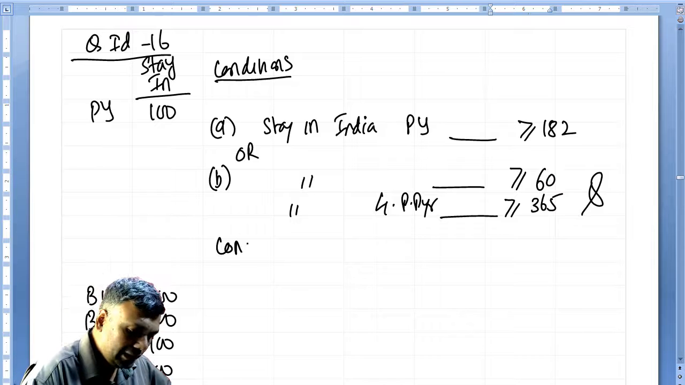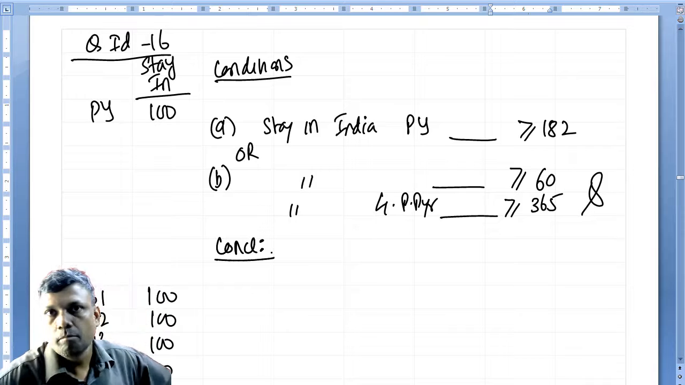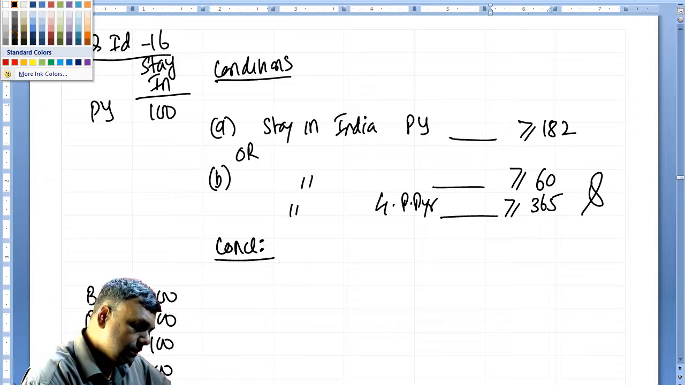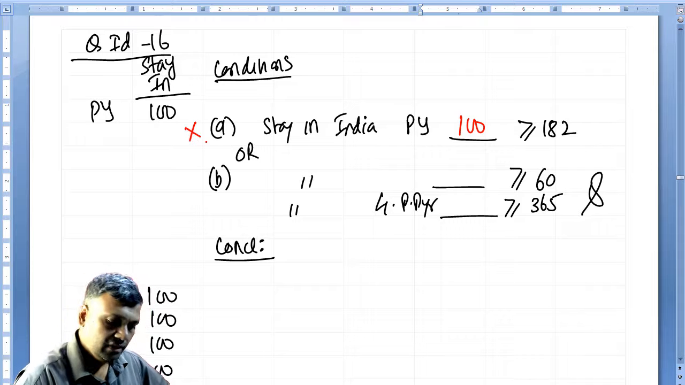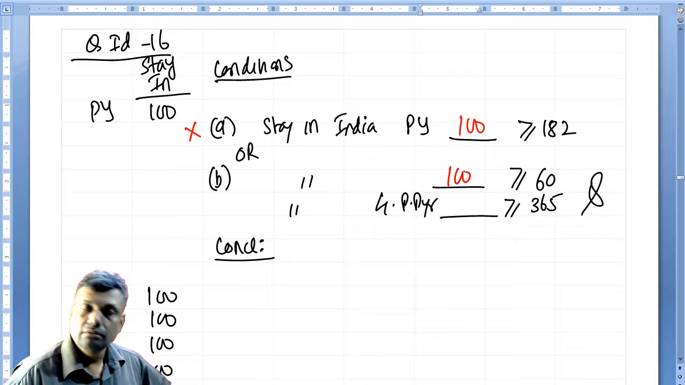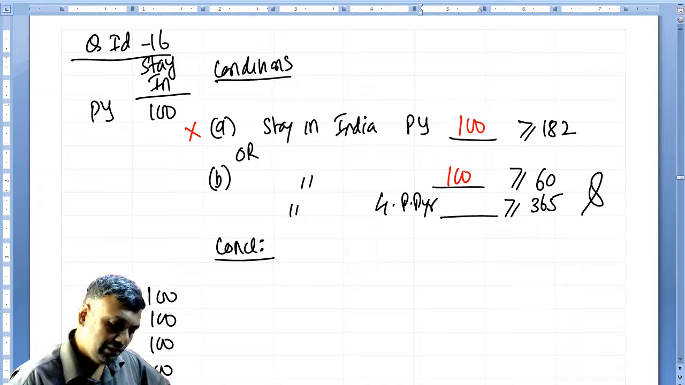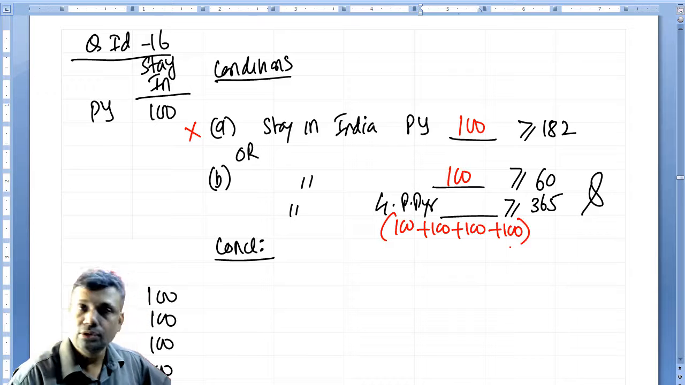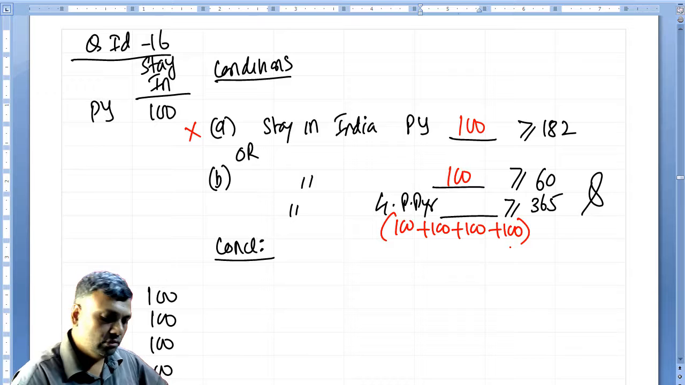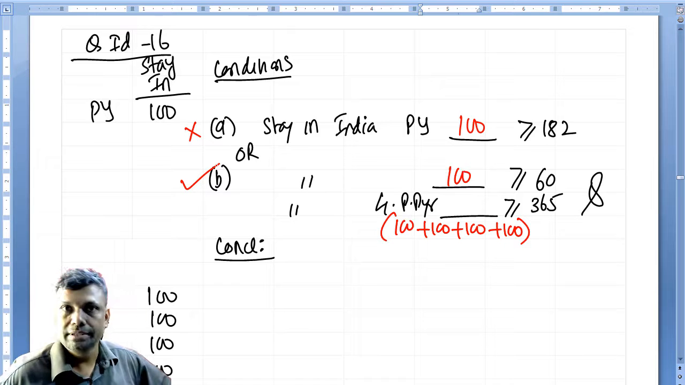Once you apply this, then you have to write the conclusion. This conclusion will be with respect to the resident. Here it is 100, so the first condition is not satisfied. But 100 is greater than or equal to 60, and for the 4 previous years it is 100 plus 100 plus 100 plus 100, so condition B is going to be satisfied.